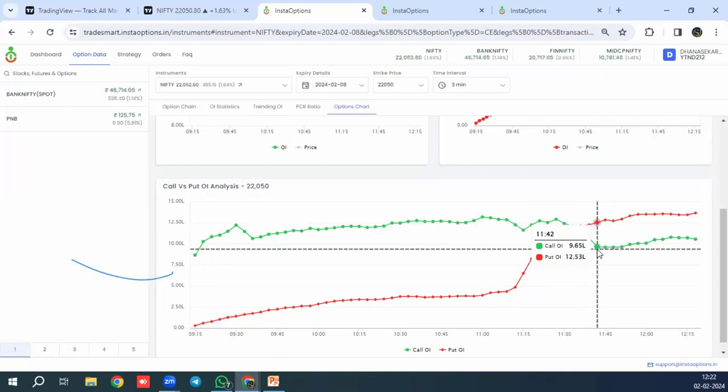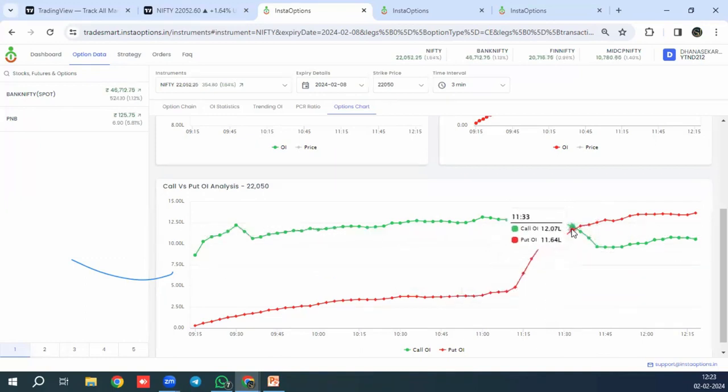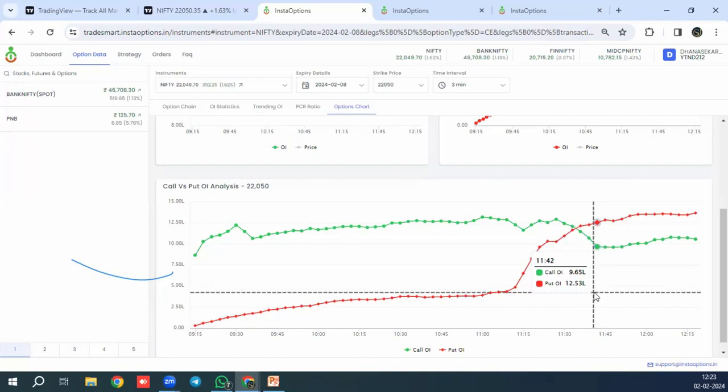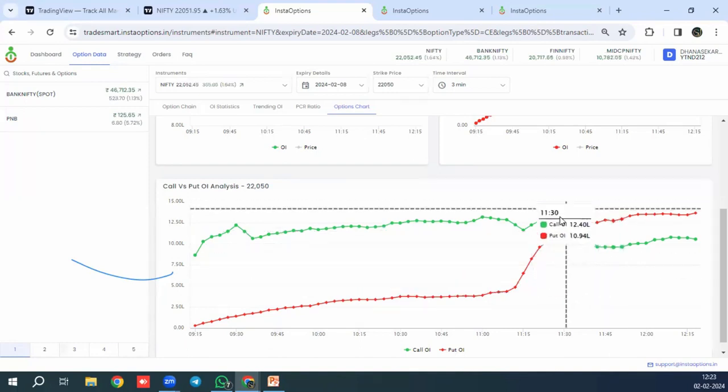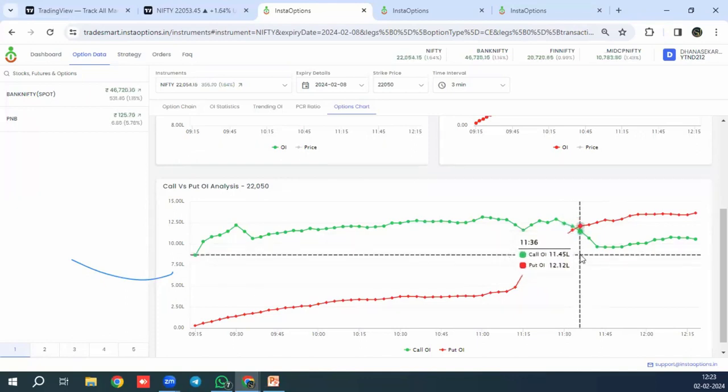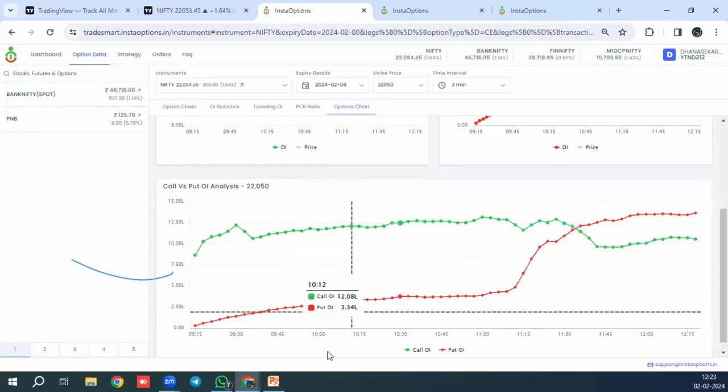Maybe we can look for small scalping trades. Okay. So when there is a crossover of put and call OI, and if it is a bullish crossover, then we can go for a sell of OTM puts. So that is safer, right? And we can hold it till the end of the day. And if the crossover is after like 1 or 2 p.m., then we can look for a scalping trade. Okay.